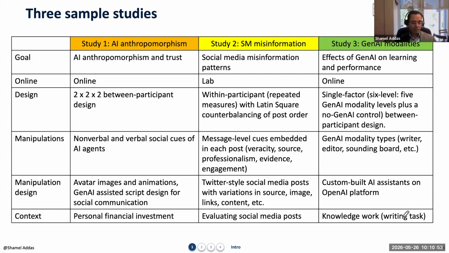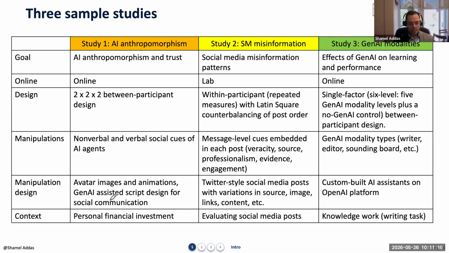It was a between participant design. We did a 2x2x2, so three-factor design. We manipulated the social cues of AI agents. So we focused on some specific nonverbal cues and some verbal cues, and from that, we extracted the 2x2x2. So what were these cues?